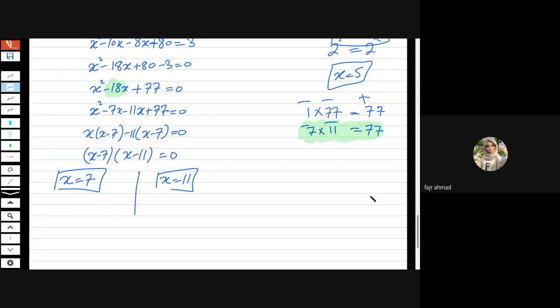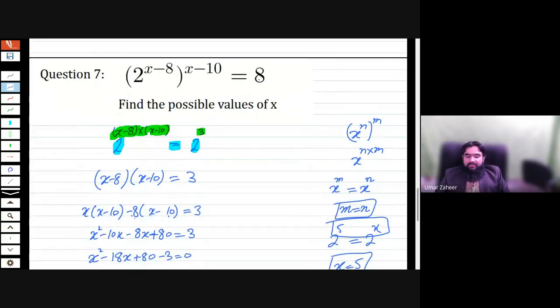Yes, it is clear. So what is the main trick? It is just that you have to use the indices rule. That's it.